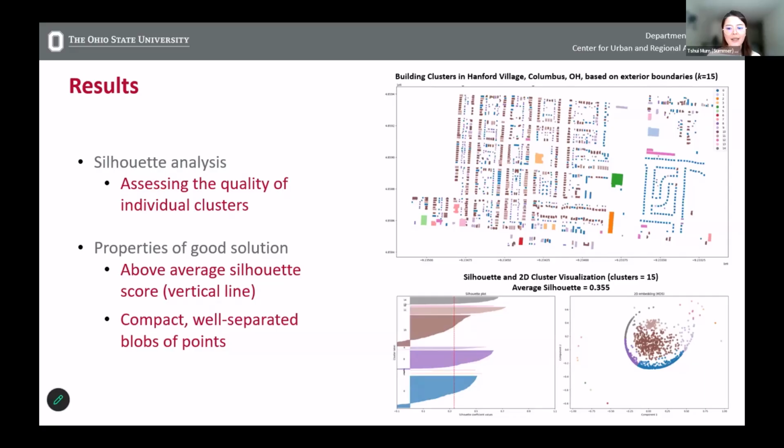And the vertical dashed line is an indication of the average silhouette score. So basically, the average silhouette score is an overall mean of all silhouette coefficient values, summarizing how good the clustering is in general. So ideally, you would like to see all these different bands touching the vertical dashed line. And then the bottom right is a 2D embedding space of clustering, where we would ideally like to see compact, well-separated blobs of points.